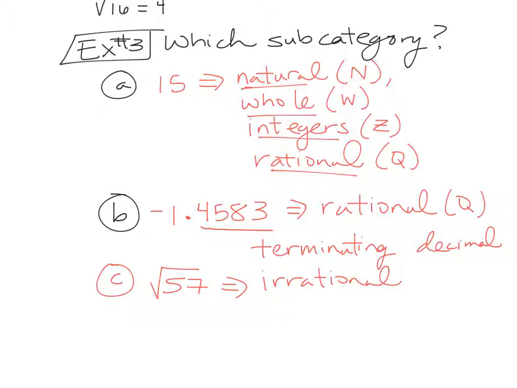Pretty much anything that has a decimal point when you square root it is irrational. If it's a whole number, it's rational. So we would say it's irrational because it's not a perfect square. Okay, questions on that? All right.